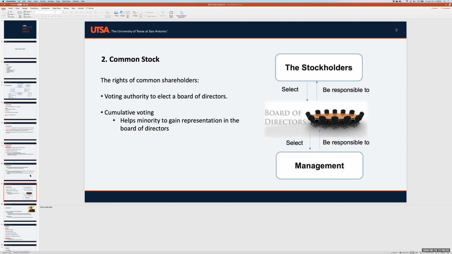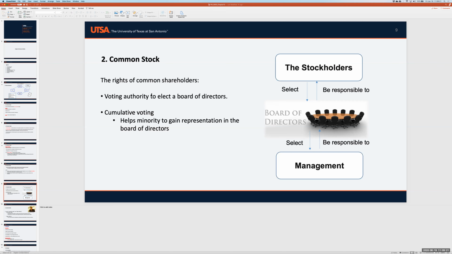If you look at the stockholders and management, there is a body in the middle of stockholders and management, which is the board of directors. The board of directors is selected by stockholders, and those people are responsible to the stockholders. Also the board selects management, the CFO, CEO, or CTO, and the management is responsible to the board of directors. This is the middle body.